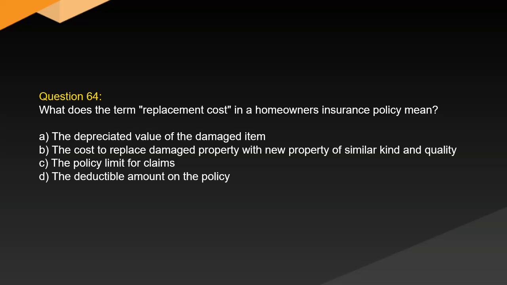Question 64. What does the term replacement cost in a homeowner's insurance policy mean? A, the depreciated value of the damaged item. B, the cost to replace damaged property with new property of a similar kind and quality. C, the policy limit for claims. D, the deductible amount on the policy.